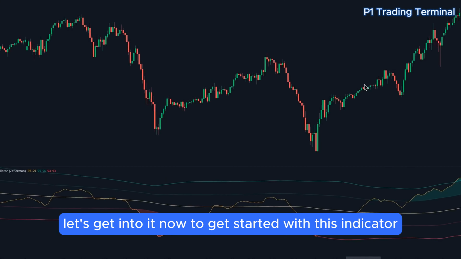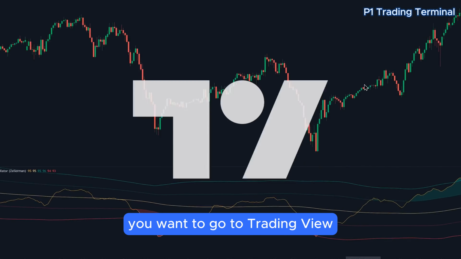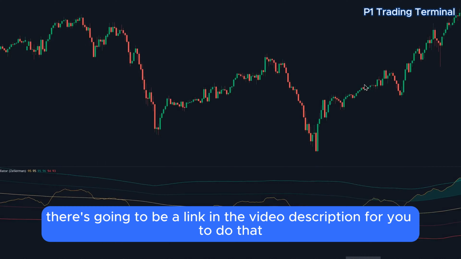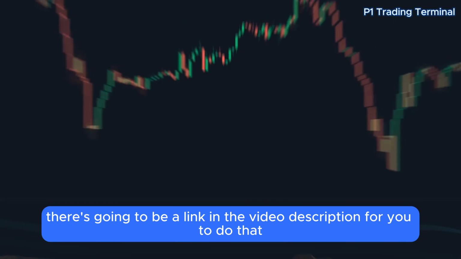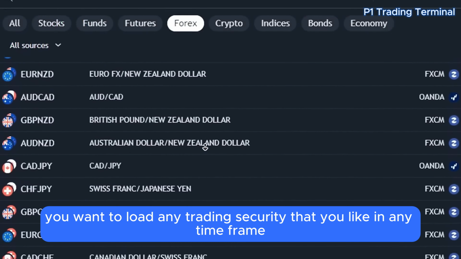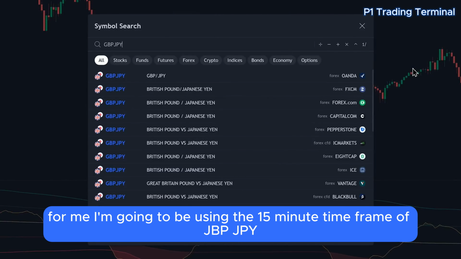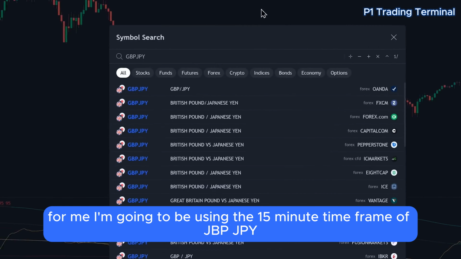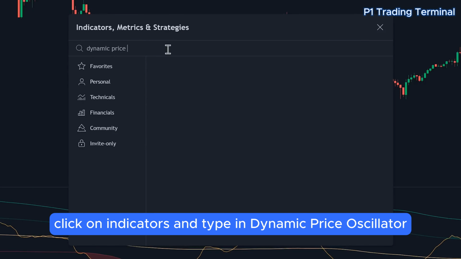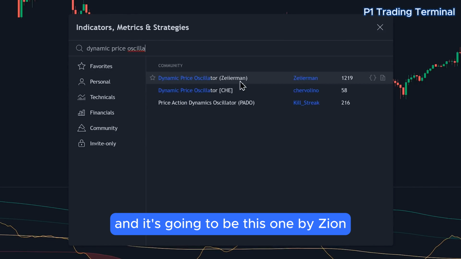To get started with this indicator, you want to go to TradingView, which is the trading platform that I'm going to be using. If you need to sign up, there's going to be a link in the video description for you to do that. Next, you want to load any trading security that you like in any time frame. For me, I'm going to be using the 15-minute time frame of GBP JPY. Click on indicators and type in Dynamic Price Oscillator, and it's going to be this one by Zion.